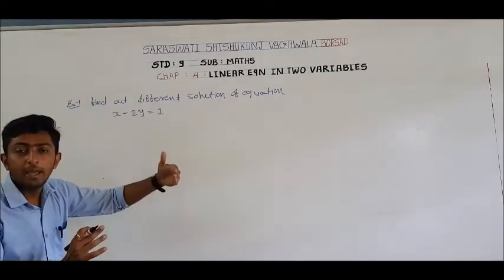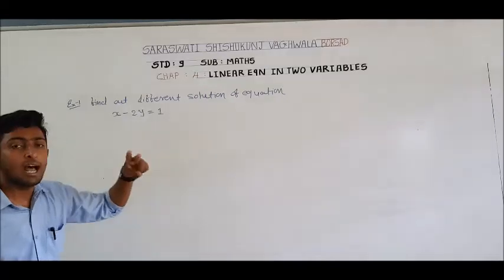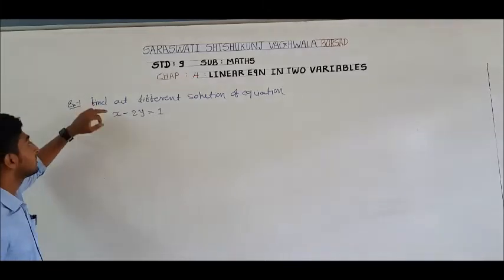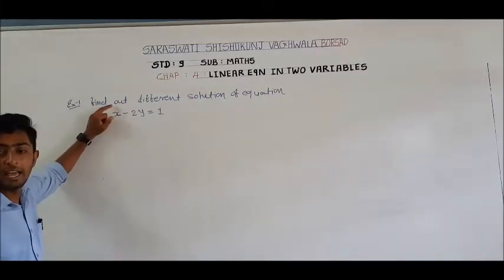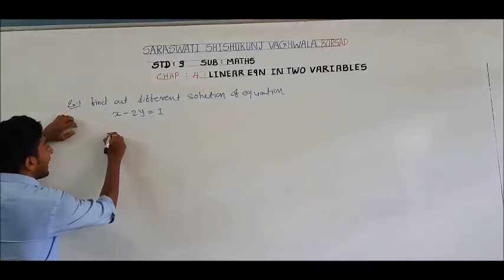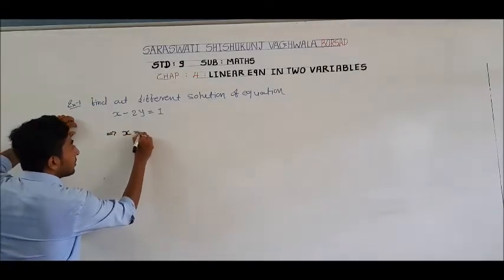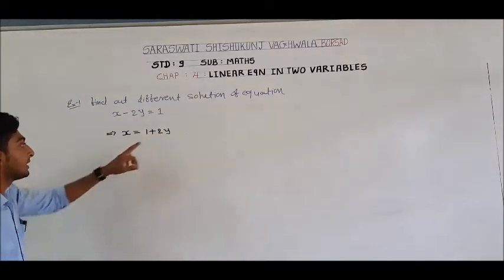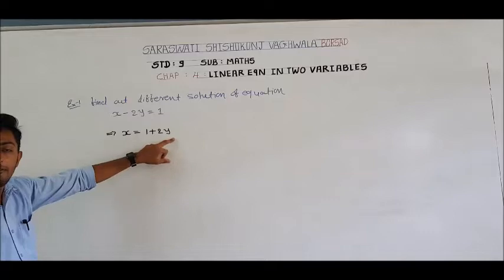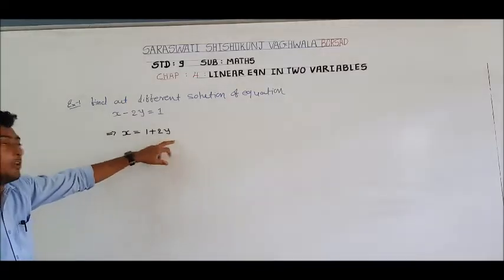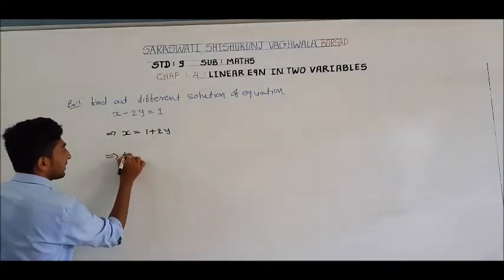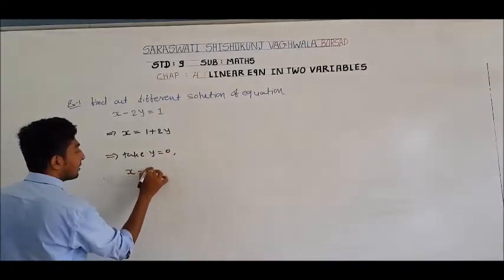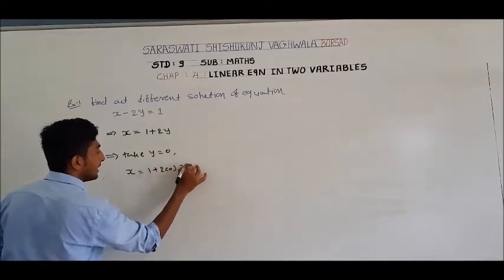You can also make y the subject. Both are correct, but it is easy because the variable x has coefficient 1. So I can write x equal to 1 plus 2y. Now another step is take different values of y, you will get the value of x. Let us take y equal to 0. So you will get x equal to 1 plus 2 into 0, that is 1.